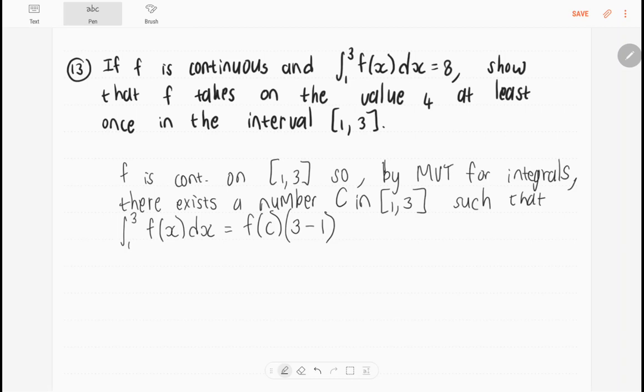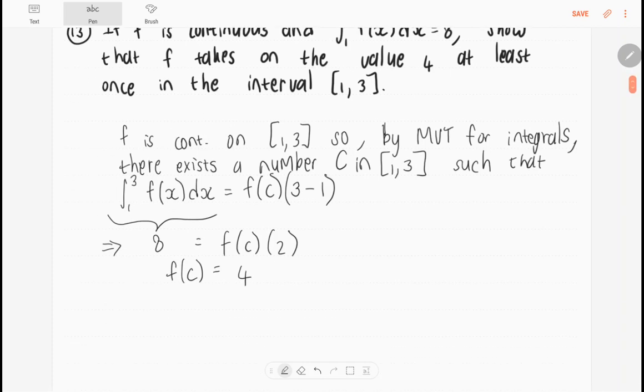And they tell us that this integral equals 8. So this means that 8 equals f of c multiplied by 2. And that means that f of c equals 4. So there is such a number c.